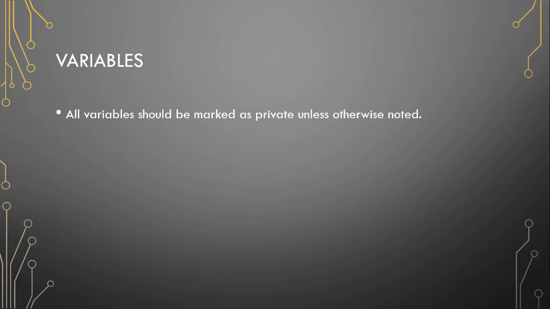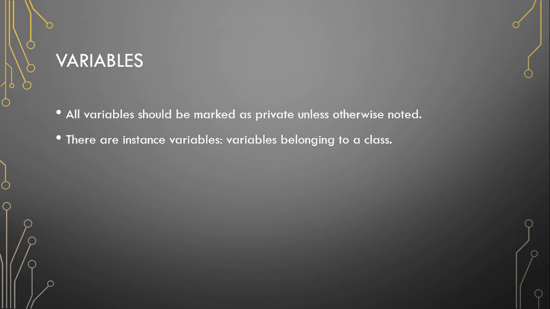All right, variables. All variables should be marked as private unless otherwise noted. There are occasionally times you want instance variables to be public. Like if you remember our final project in Program 1, we had some public instance variables because we wanted them to be accessible beyond that class. However, in this case, we don't necessarily want that. There are times, but it's not always. Generally speaking, they're private.